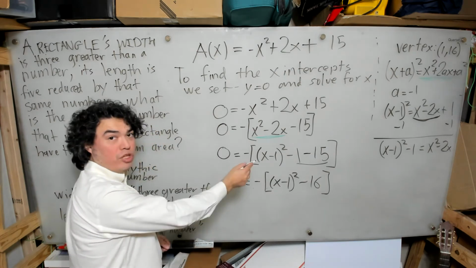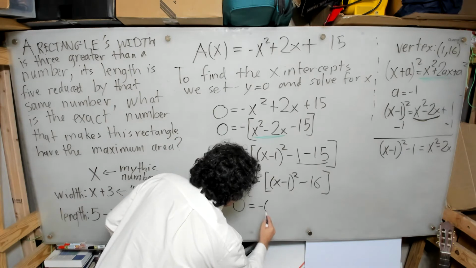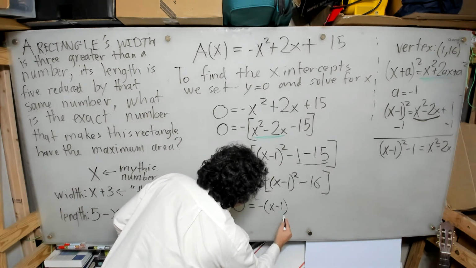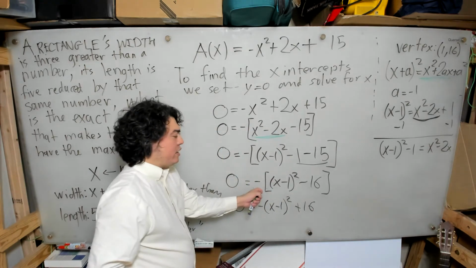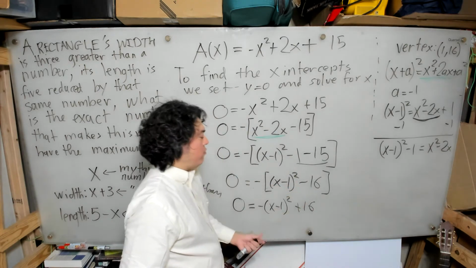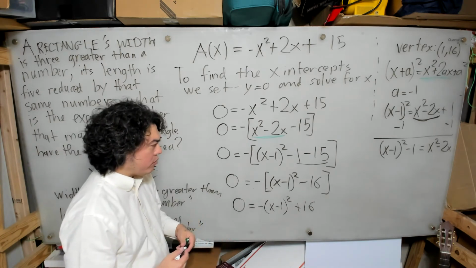Now I'm going to distribute the negative inside. So it's going to be 0 equals negative x minus 1 squared plus 16. Plus 16 because this negative times this negative 16 becomes positive 16. Now from here we're going to be able to find the y-intercepts.